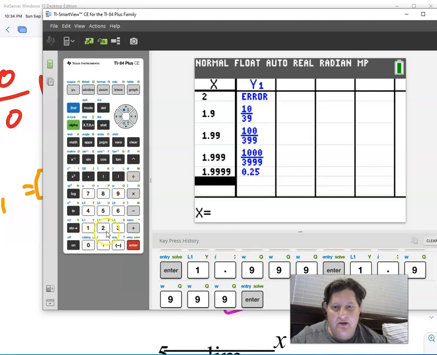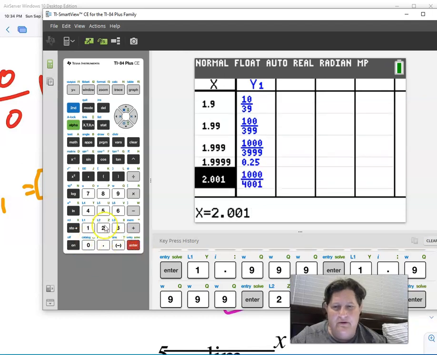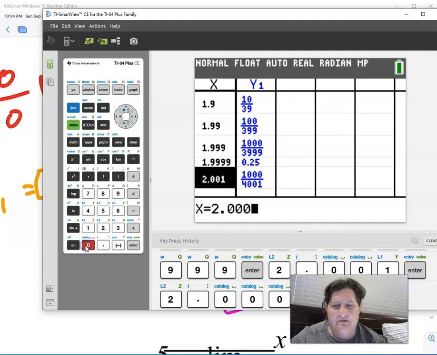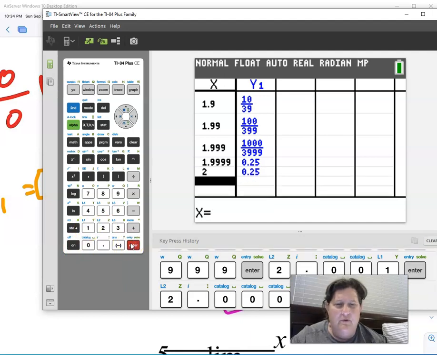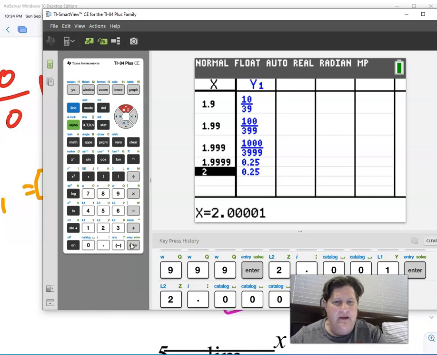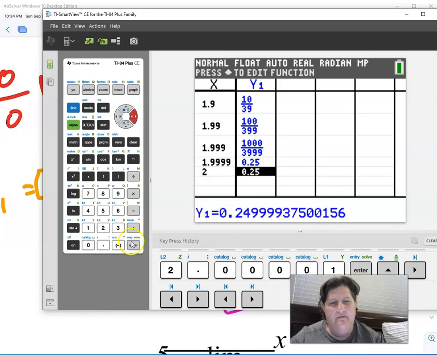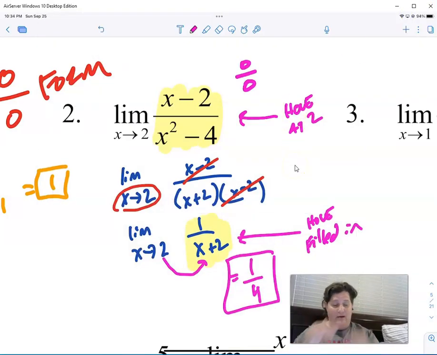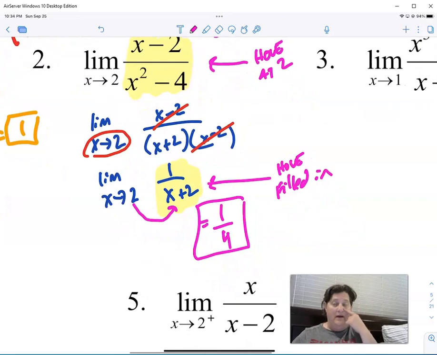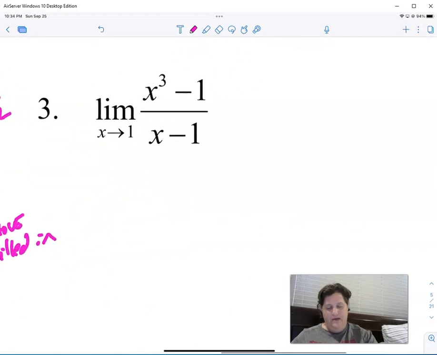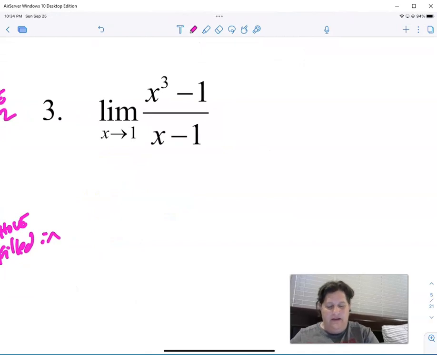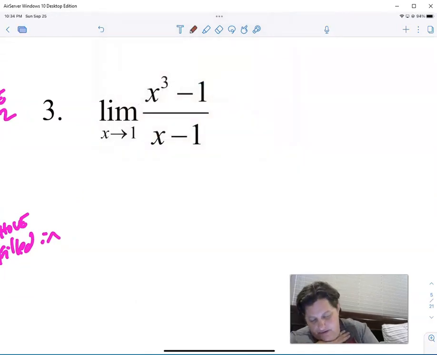From the other side of 2 would be like 2.001. All right, that's getting really close. 2.00001, .25, right? So I'm getting really close. And it's actually 0.2499999, right? But it's going to get closer and closer to 0.25. And 0.25 is exactly what that limit is. So there's a hole in the graph, but I was able to find it out algebraically without actually using the calculator. Okay?